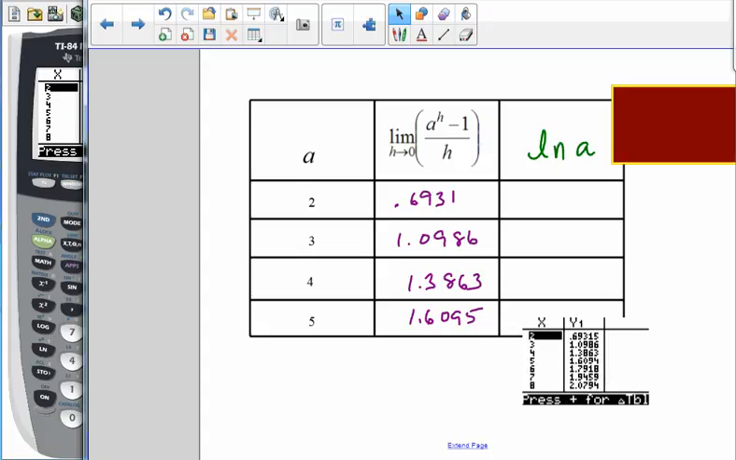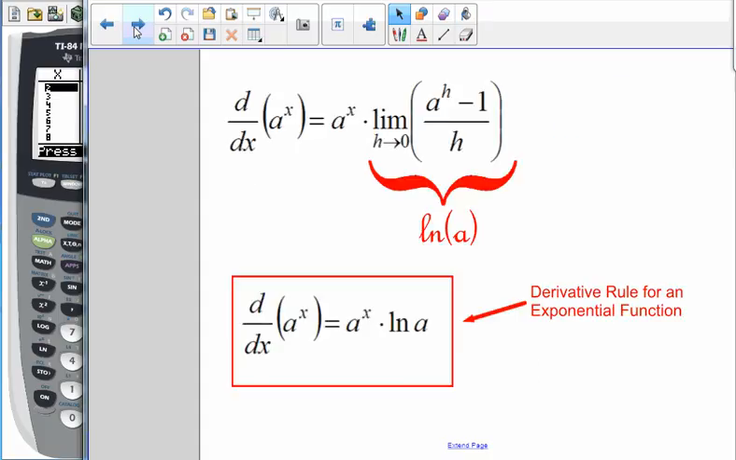So I've probably got you convinced. Right now, I don't want you to go away from this thinking we proved it. The proof of this is kind of beyond our mathematical skills right now. But I want you to see that I've shown you that this limit corresponds to the values of natural log a. And so that gets us our rule. The derivative of a to the x is a to the x times the natural log of a.